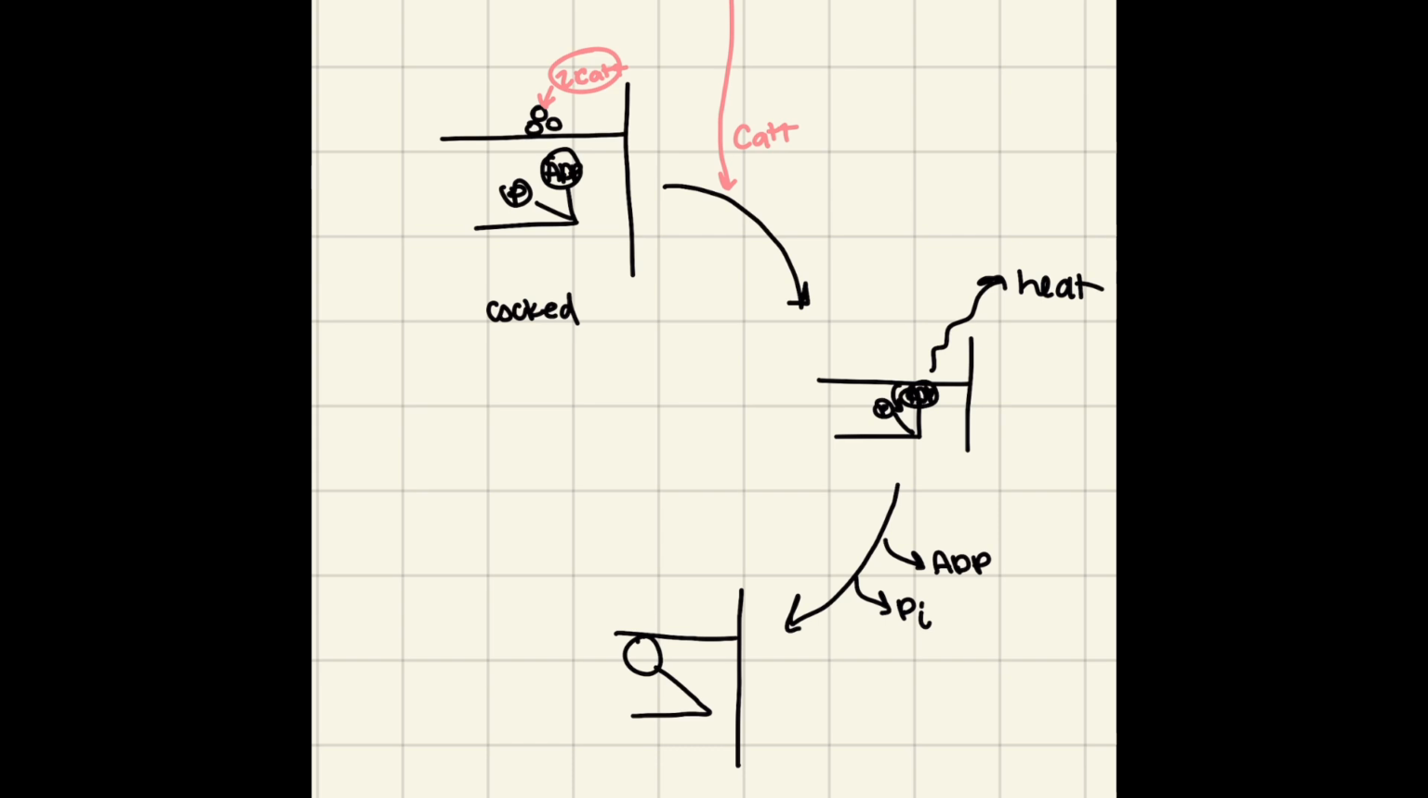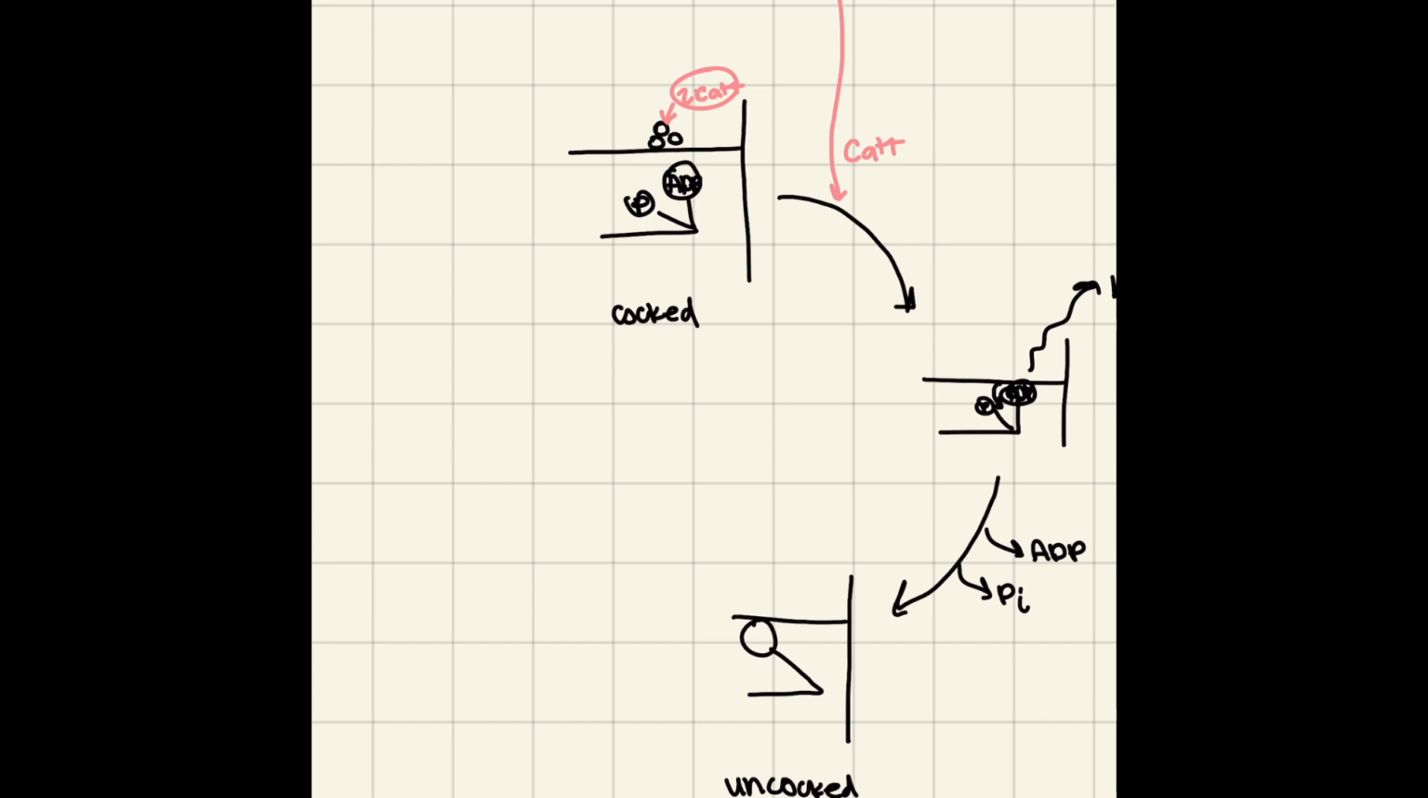Now it has no ADP, no phosphorus. So it's in a pretty low energy state, uncocked. So in order to get it back to a high energy state, back to being cocked, we have to add ATP. And when we add ATP, we break the bond between, I'm just going to put a T there, it stands for ATP. We break the bond between the myosin and actin because we're adding an ATP. And we also are going to release heat again because we're breaking bonds.